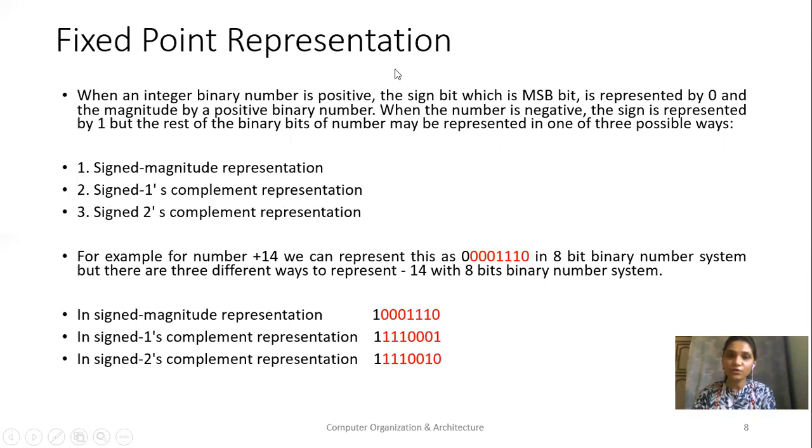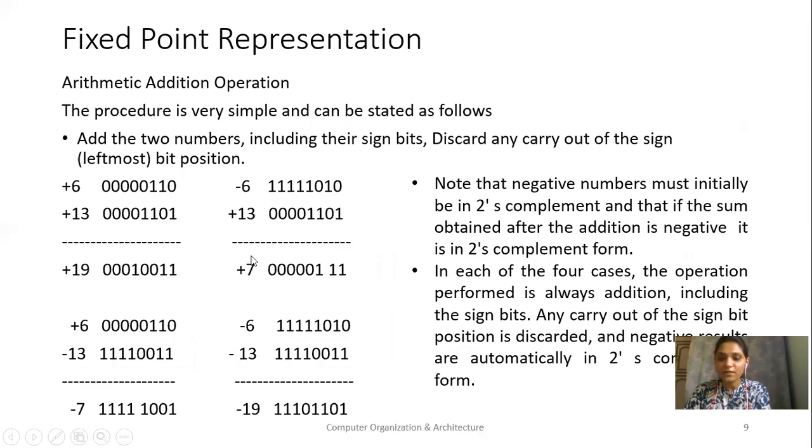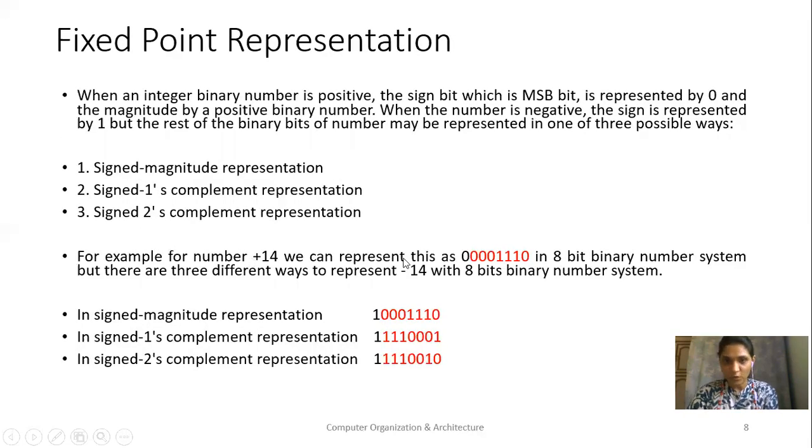For example, if you have the number plus 14, it has a binary representation of 1110. But as we are representing it in an 8-bit number system, we have to put 4 zeros in the MSB positions. So this is our total 8-bit number to represent plus 14. Here you can see the sign bit is represented as a 0. That means this number is positive. Now if you want to represent minus 14, how can you represent it?